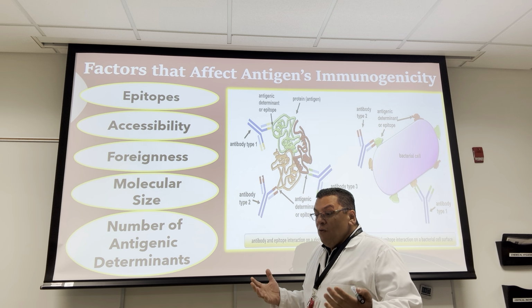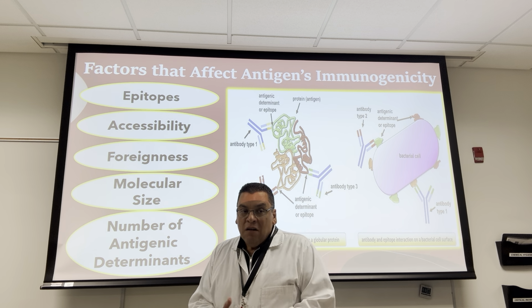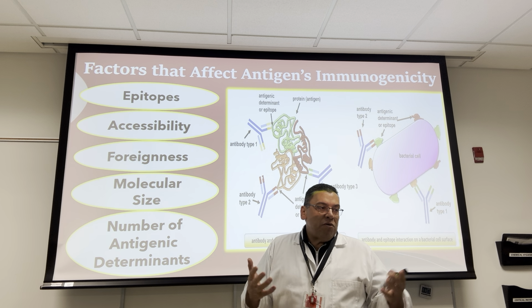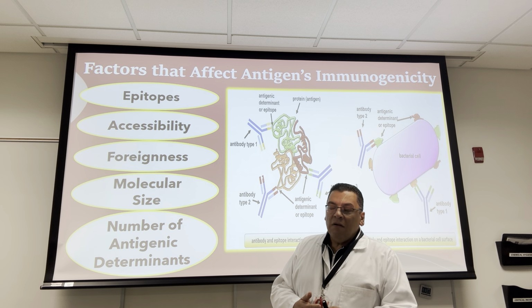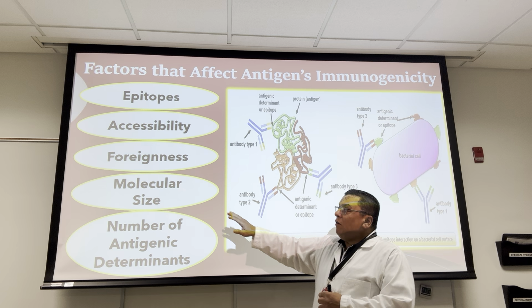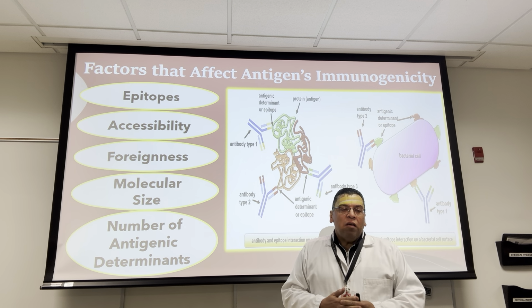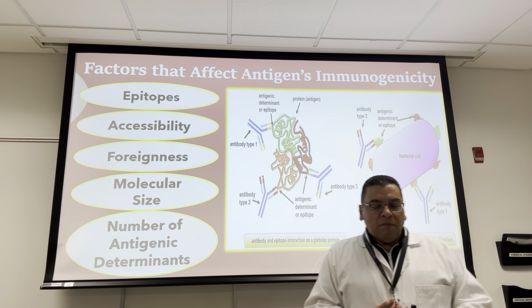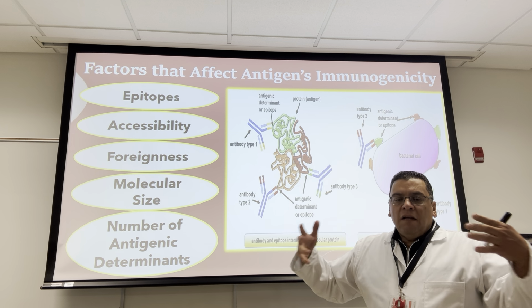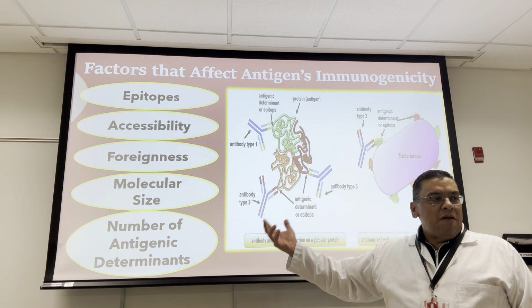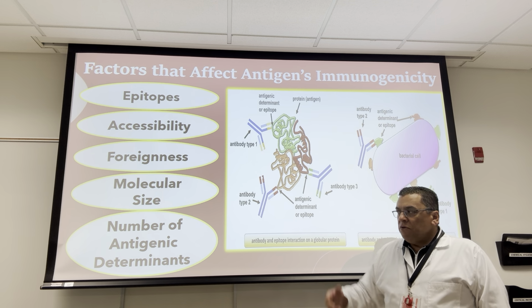If you're only dealing with 1 or 2 epitopes, the likely chance of producing an immune response is very low. That's why molecular weight is a huge factor in immunogenicity. The bigger something is, the more likely you'll have epitopes that your immune system responds to.